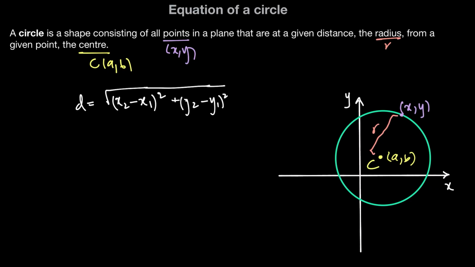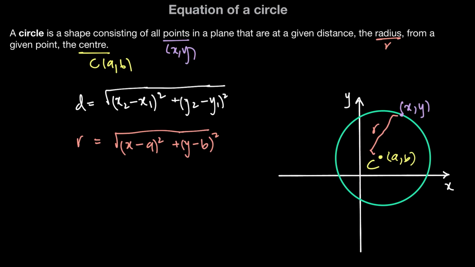So now we know that the distance from the center point to any point on the circle is just the radius r. Now, if we take the point on the circle as x2 comma y2, which we'll take as x comma y, and the center point as x1 comma y1, that's just a comma b, we can say that the distance r from the center point to any point on the circle is the square root of x minus a, the whole thing squared, plus y minus b, the whole thing squared.